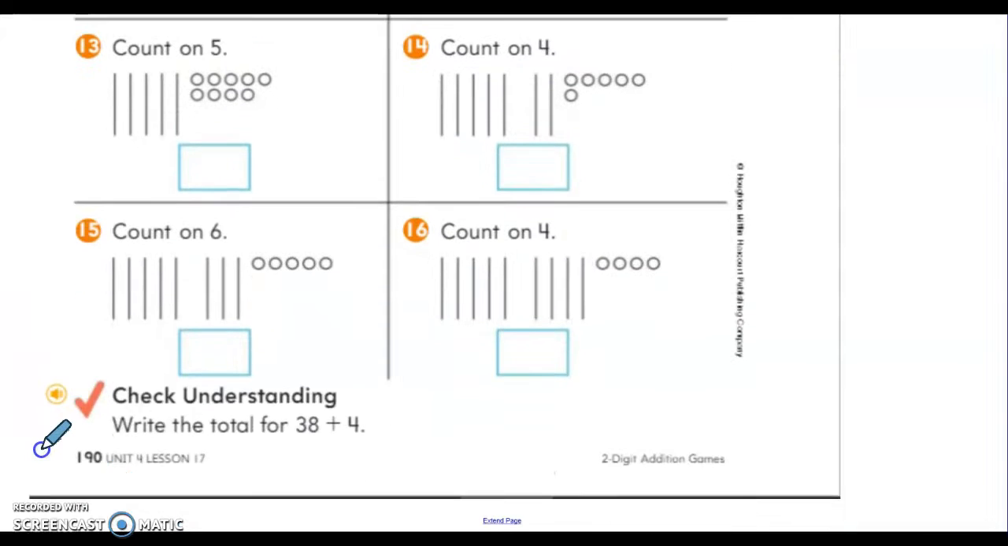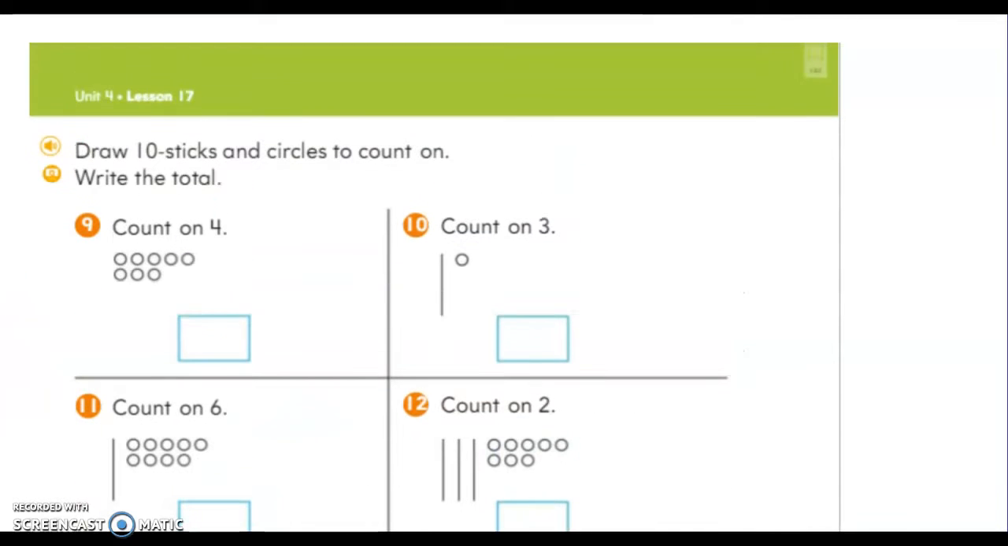On the back side of the workbook page, it's page 190. Here it asks us to draw 10 sticks and circles to count on. So we have to see the number that we're starting with. We count on 4, and then we have to see how many we end up with. Okay, so here it says count on 4. We have 1, 2, 3, 4, 5, 6, 7, 8.